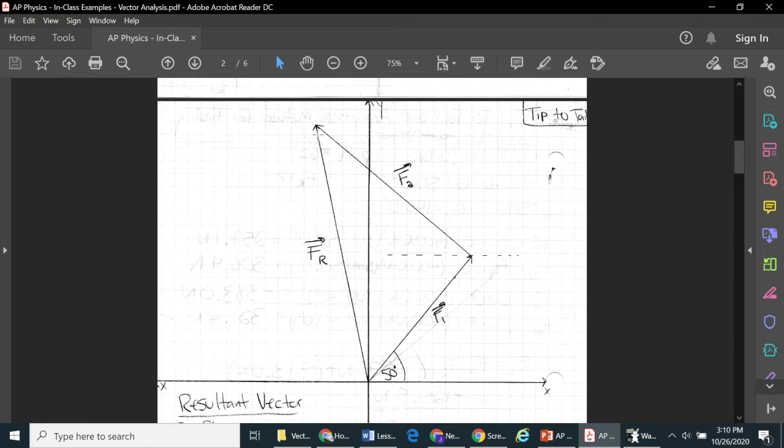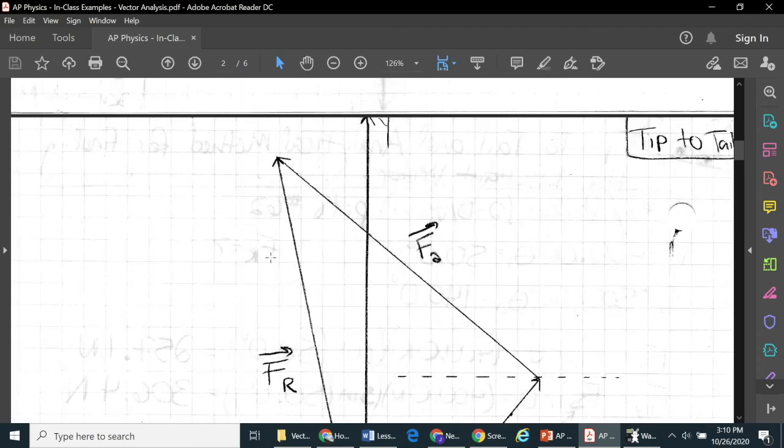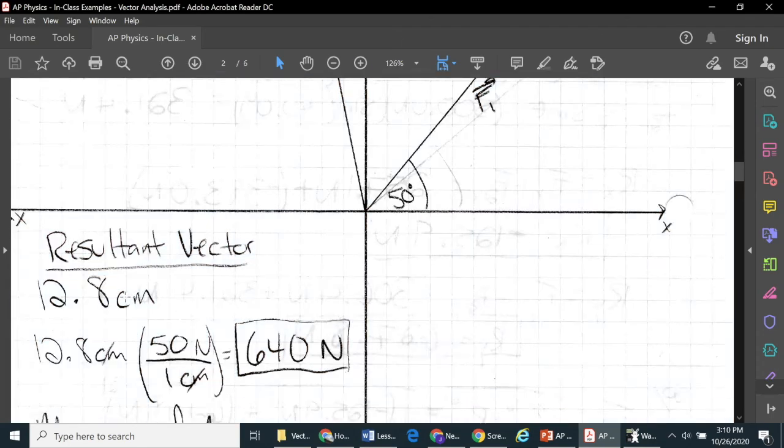And so notice it's pointing about in the right direction. It looks like it's about the right length. You make your measurement of that vector, and I measured it to be 12.8 centimeters long. Using the scale, notice a nice little factor labeling or dimensional analysis unit conversion there, 12.8 when you convert it to Newtons by using 50 newtons per centimeter gives me a resultant of 640 newtons. Pretty good, considering the analytical method gave us a resultant of 640.3 newtons.